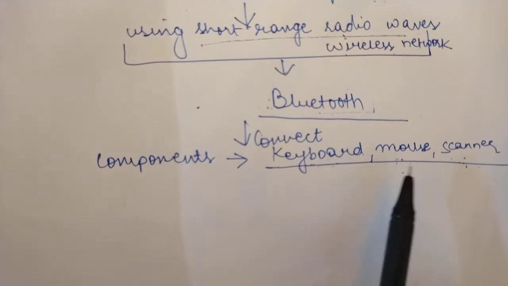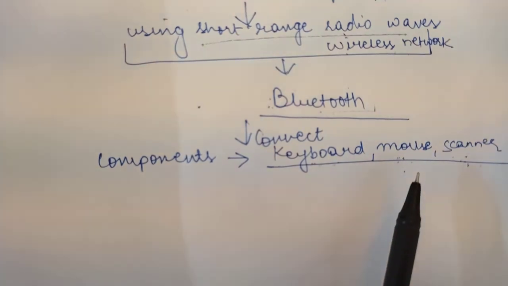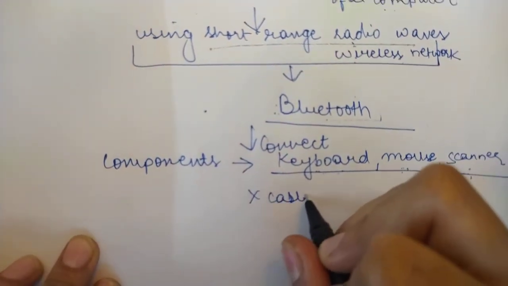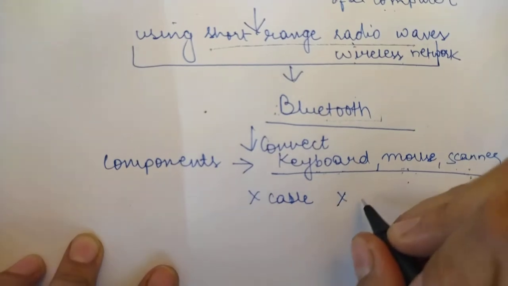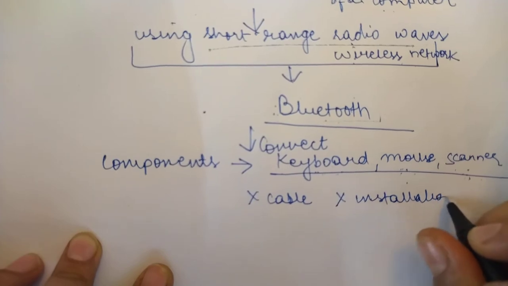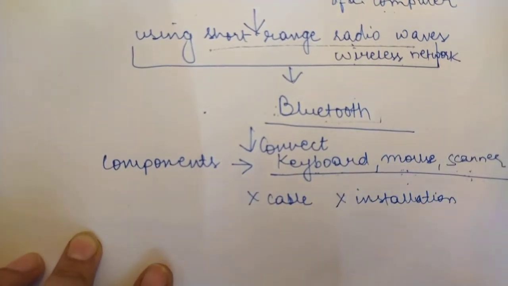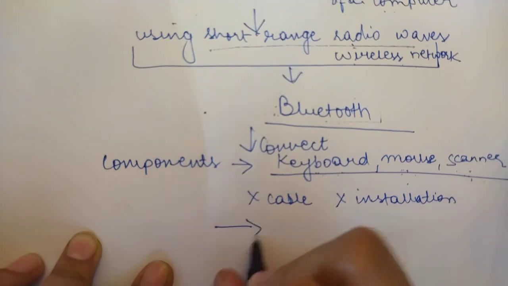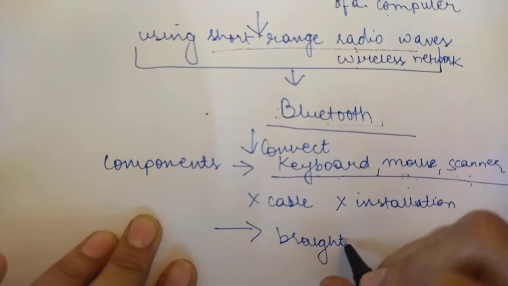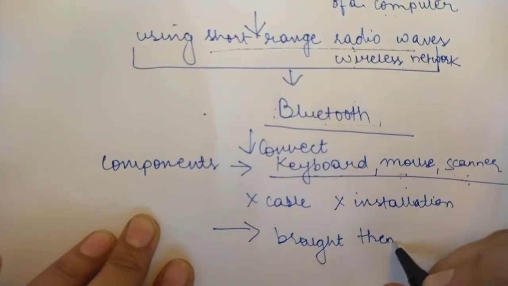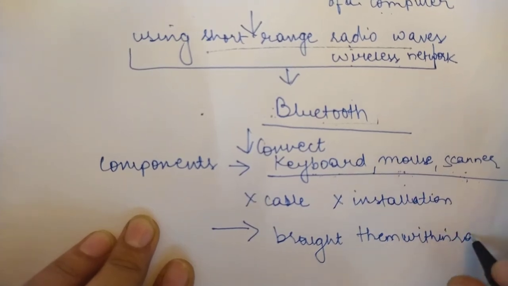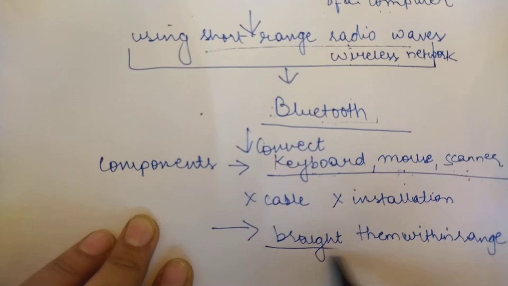Now there was no hassle of wires, alright. So there were no cables. You did not require any cables to connect these components to your computer. You did not require any installation to connect these components to your computer. So there was a lot of ease of use. You simply, what did you do then? You just brought them within the range of your computer, and then they got connected. This is how the Bluetooth technology works.